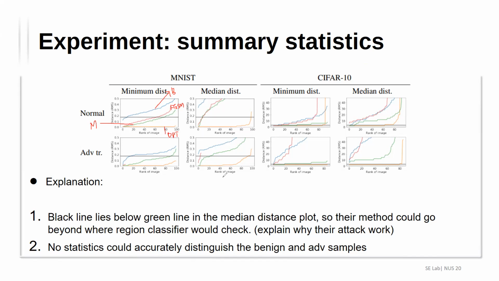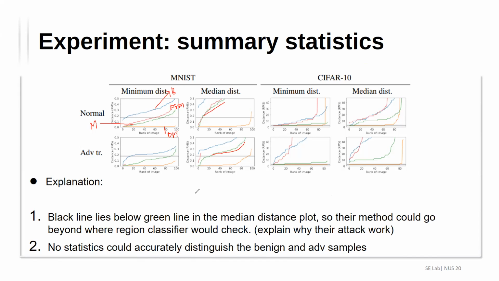The first conclusion they get from the result is that, for every sample, on average, the green line is always above the black line, which means their attack method can evade the region classifier defense. That's their explanation on why their attack can succeed. It means it can always generate an adversarial sample which is far away from the sample generated by the OPT brittle.